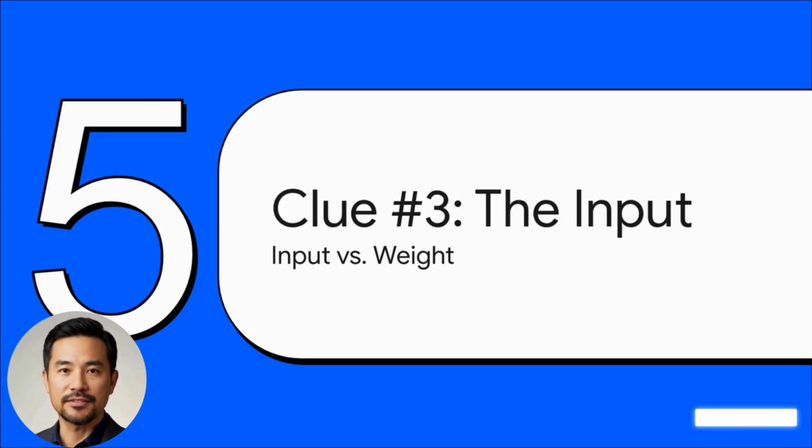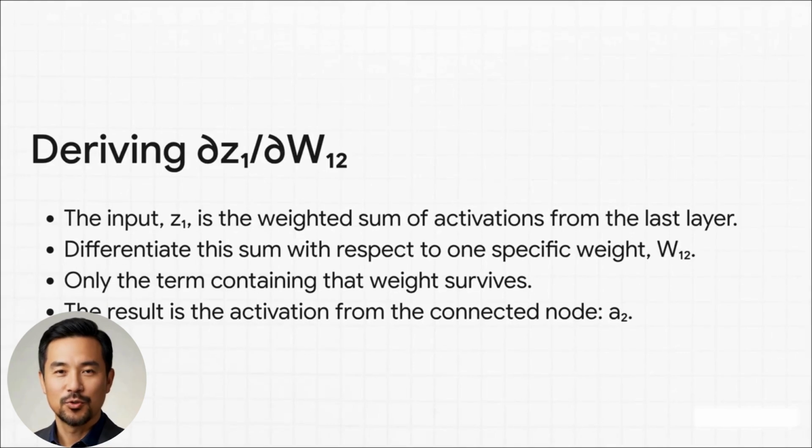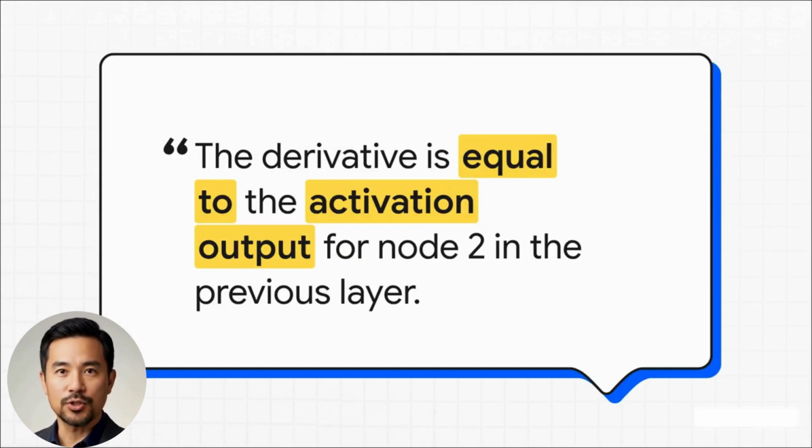All right, time for the last piece of the puzzle. This is the one that connects everything back to the weight we actually care about adjusting. Let's do this. So remember, the input to our node, z sub 1, is what's called a weighted sum. That just means we take the signal from each node in the previous layer, multiply it by its connection weight, and add all of those up. So when we take the derivative with respect to just our one specific weight, w sub 1,2, everything else in that big sum just vanishes. The only thing left standing is its partner, the activation from the node it's coming from, a sub 2. And boom, clue number 3 is solved. The answer is just a sub 2.